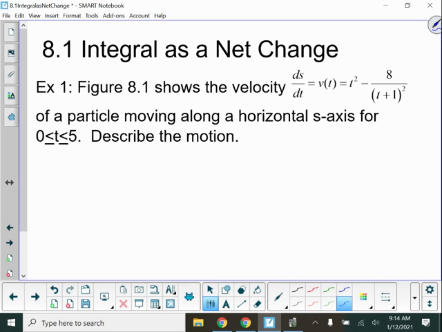This is your video for 8.1, integral as a net change. So this is really going to start our applications of integrals. That's what this entire chapter is about. This first section really deals with accumulation, so things that are accumulating over a set amount of time.